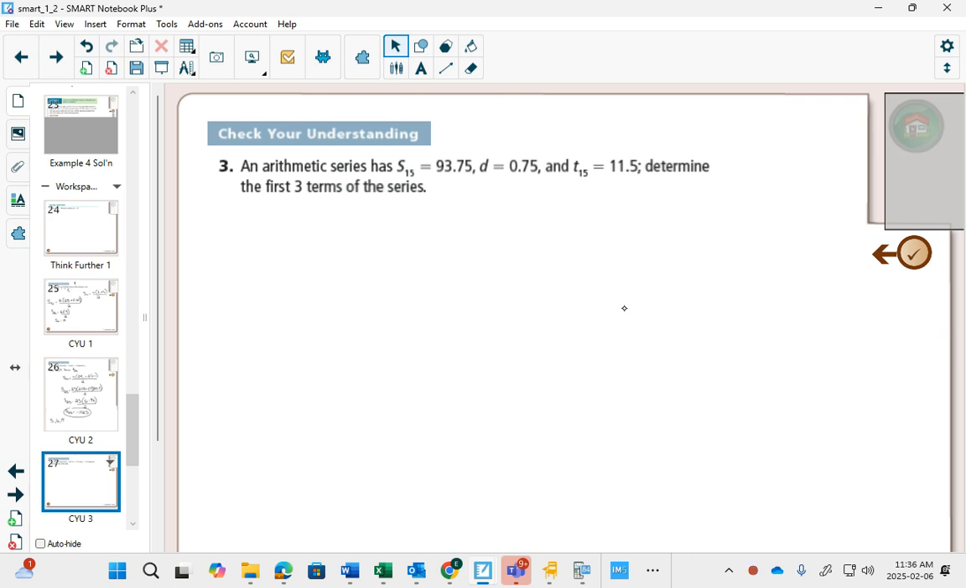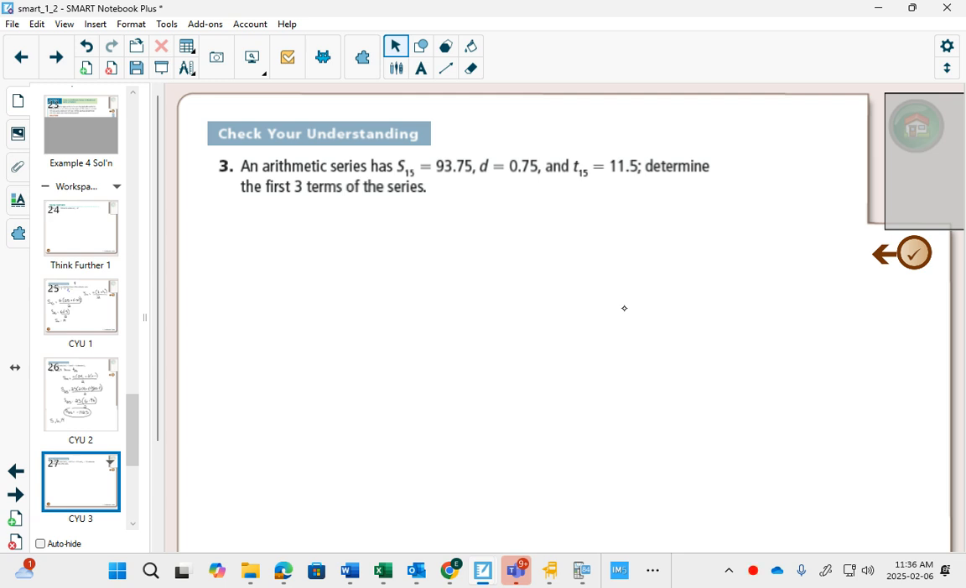In this question, they tell us a bunch of information. They tell us the sum of the first 15 terms is 93.75. They tell us the common difference is 0.75. And they tell us the 15th term is 11.5. And we want to find what are the first three terms in this series.